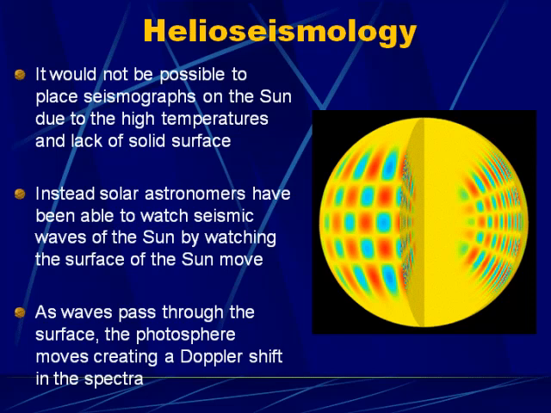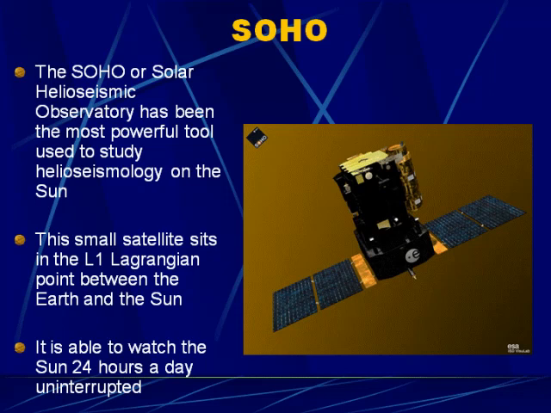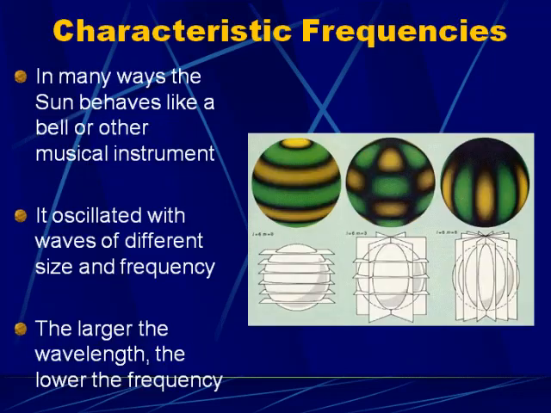Now, the spacecraft that has been really involved in studying this helioseismology is the SOHO spacecraft. It's a small satellite that sits right in front of the Earth as the Earth orbits the Sun. It sits in the L1 Lagrangian point. It's able to watch the Sun uninterrupted for 24 hours a day. And it watches the waves as they're generated basically by interior turbulence.